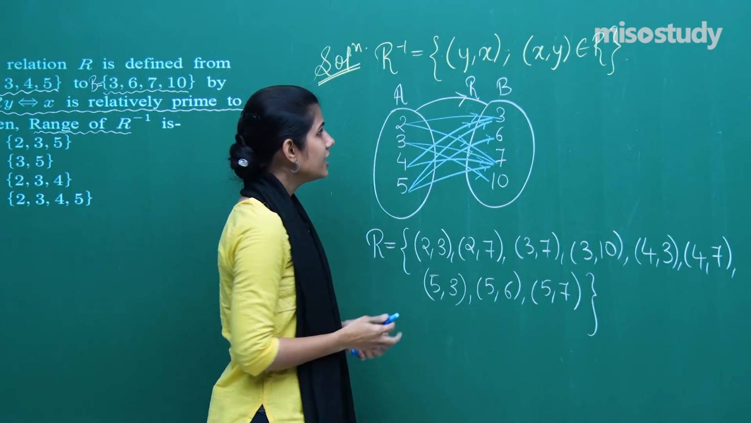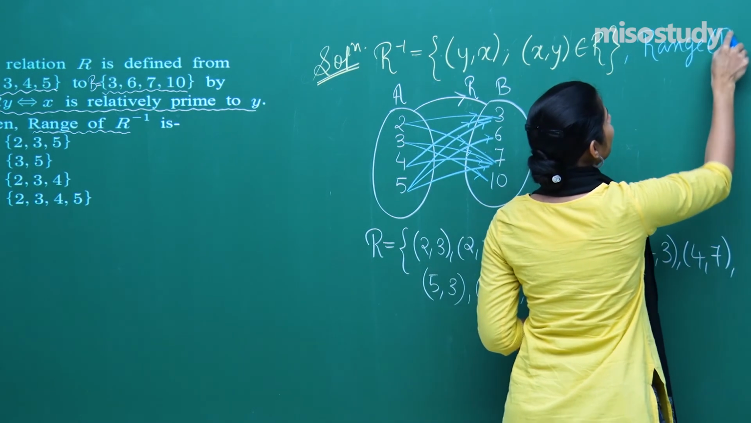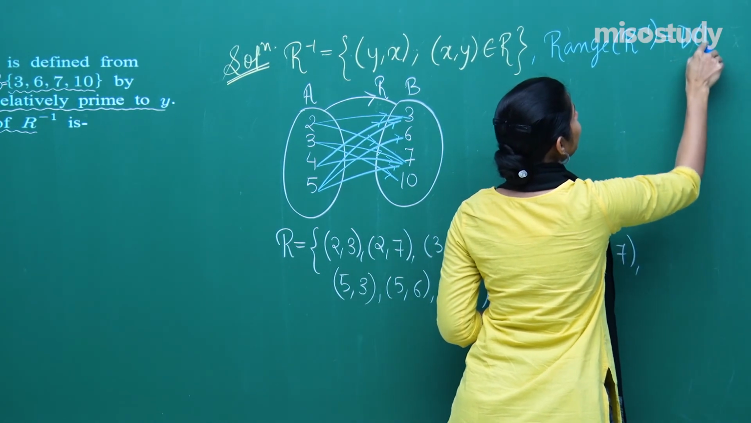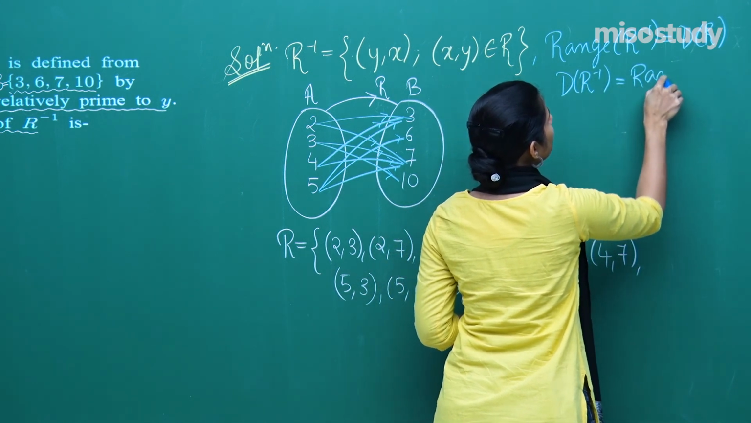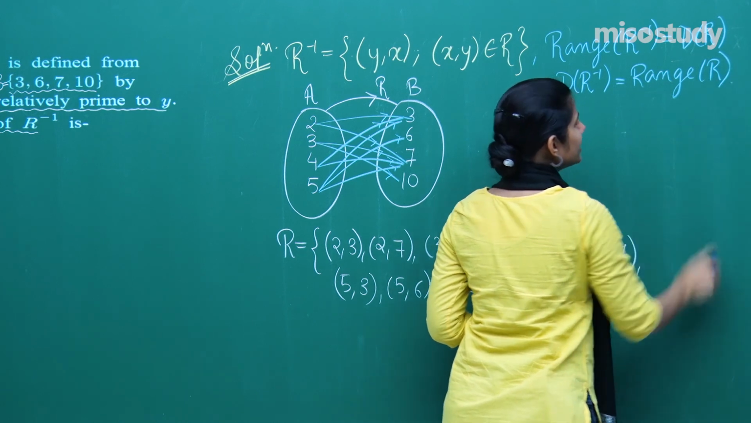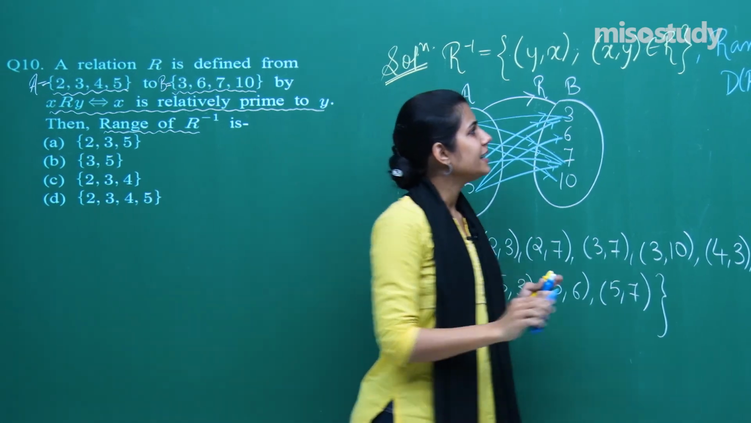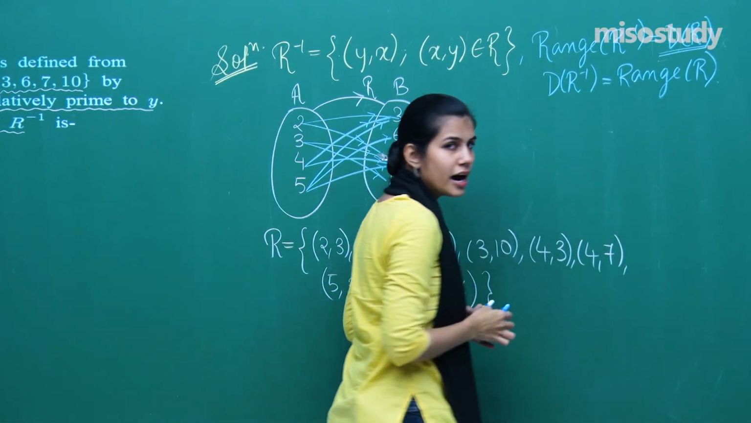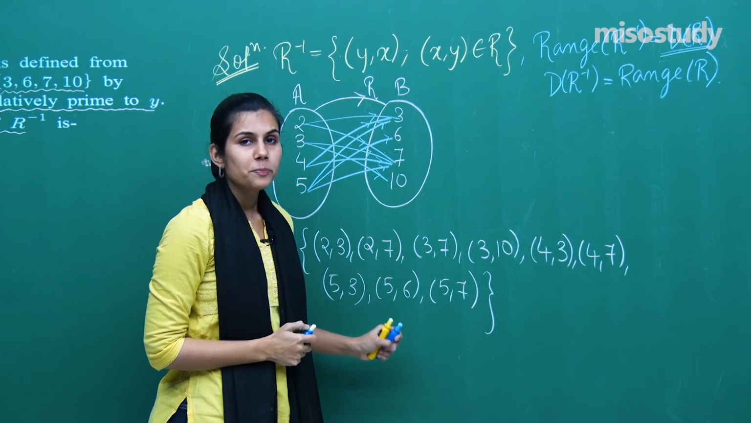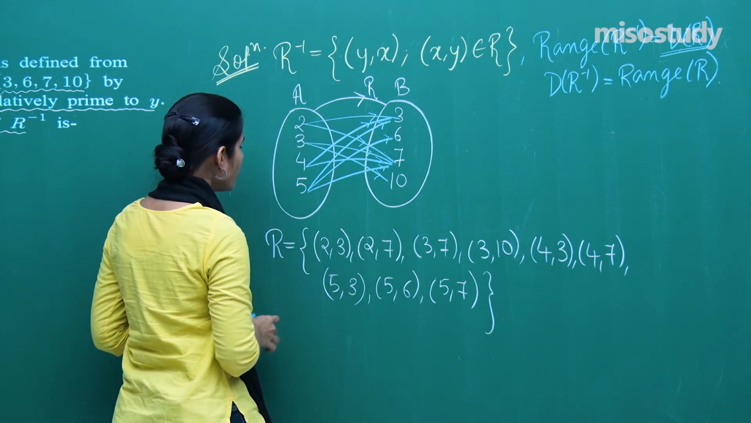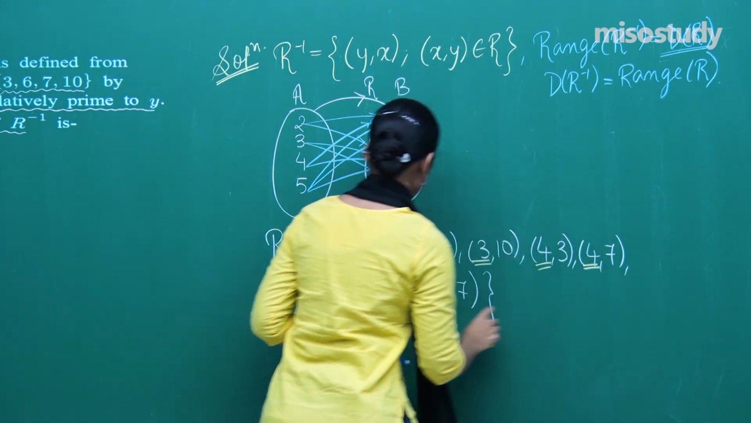This is my R, and I know that range of R inverse is domain of R, and domain of R inverse is the range of R. That is the relation between R and R inverse. If I wish to find the range of R inverse, I actually have to find the domain of R, which is, I just have to collect the first components of all the ordered pairs sitting in the set R. The first components are 2, 3, 4 and 5.